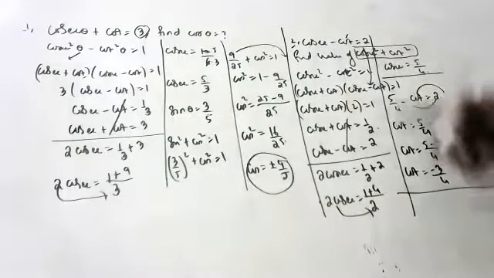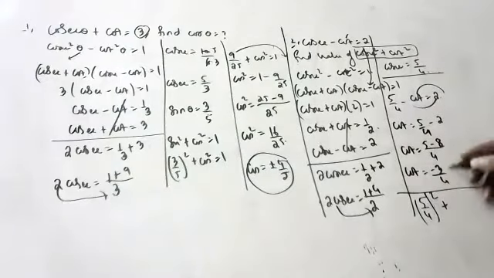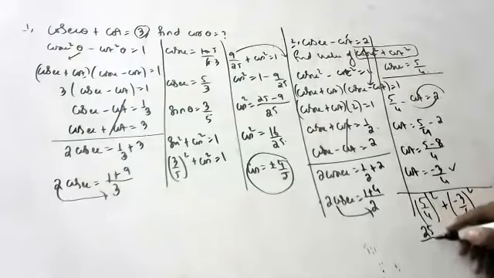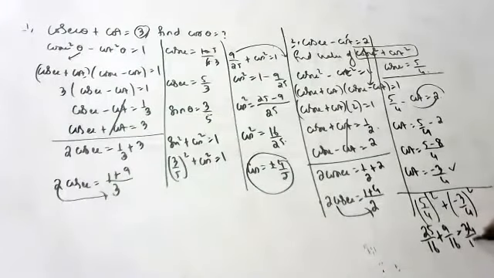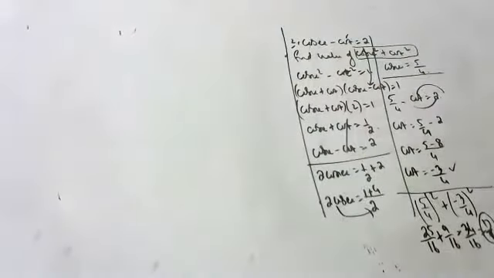What is cosecant square, children? 5 by 4 whole square. What is cot square, children? Minus 3 by 4 whole square. So 25 by 16 plus 9 by 16. That is 34 by 16, that is 17 by 8. This is the answer. I hope you are able to understand, children. Please check. This is how we are going to do it, children.